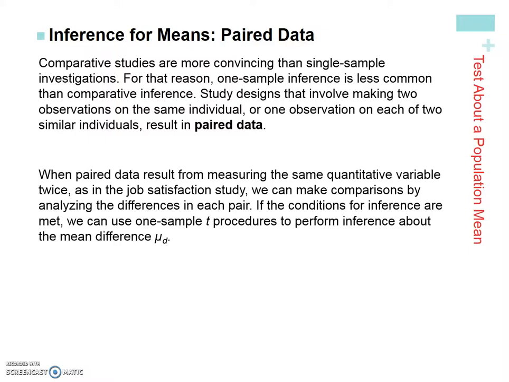When paired data result from measuring the same quantitative variable twice, as in a job satisfaction study, we can make comparisons by analyzing the differences in the pairs. If the conditions for inference are met, so we still have the same conditions, we can use these same one sample t procedures to perform inference about the mean difference, right? Mu sub d, where d stands for difference. So even though we're taking two sets of data, we're really finding the difference between them and then using that for our study. These methods are sometimes called paired t procedures.